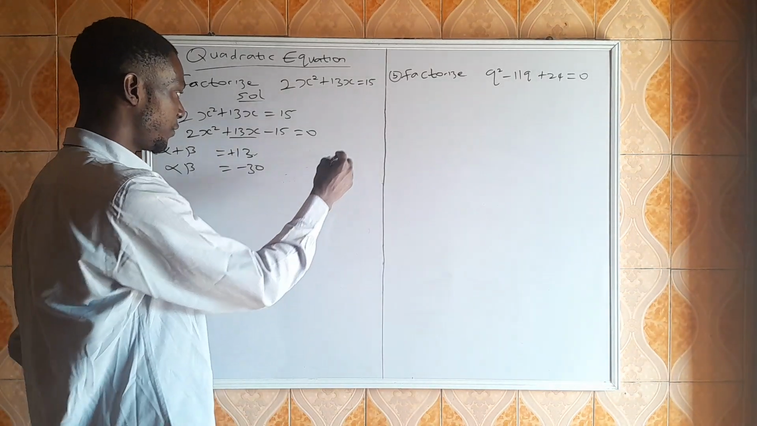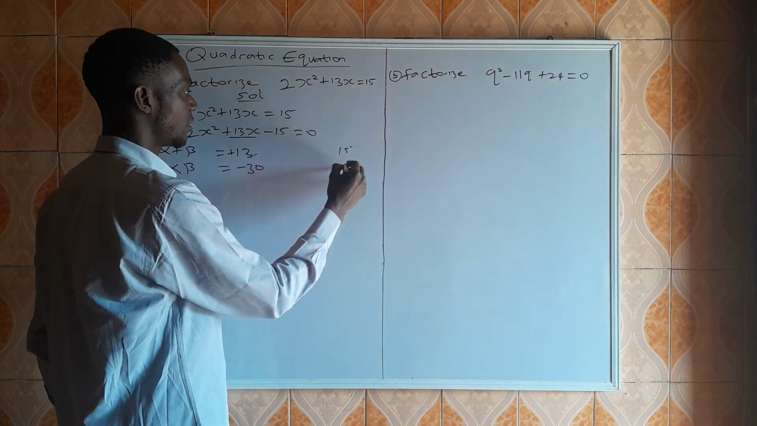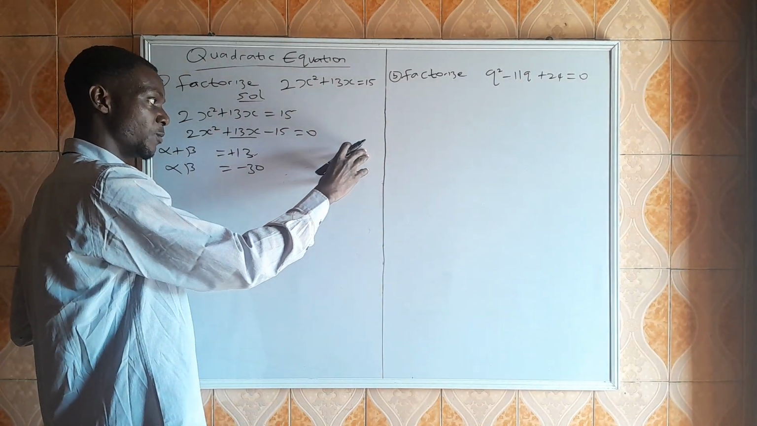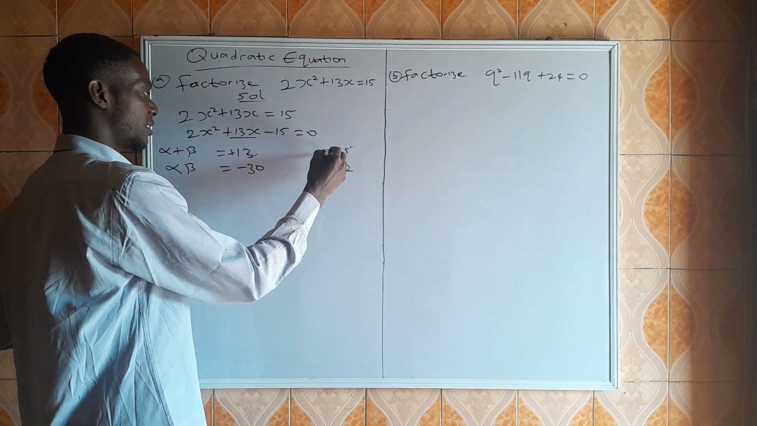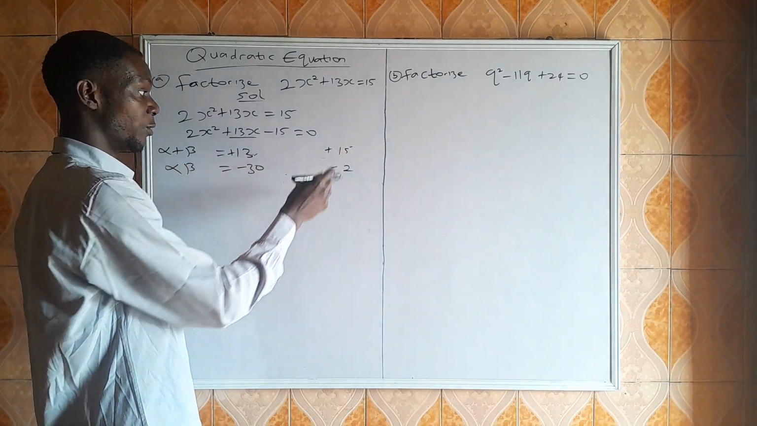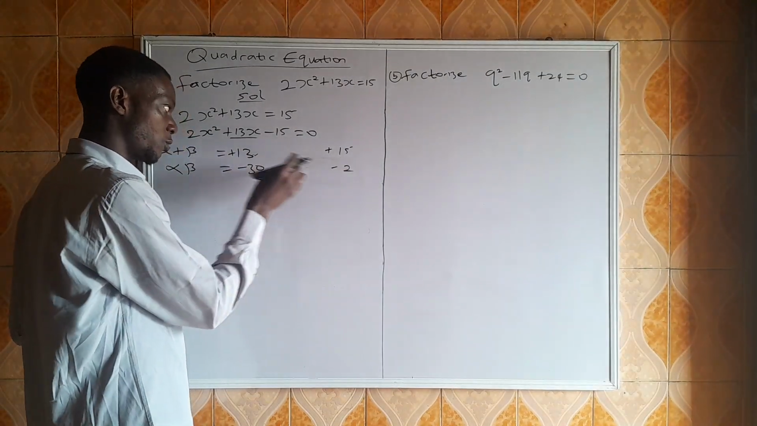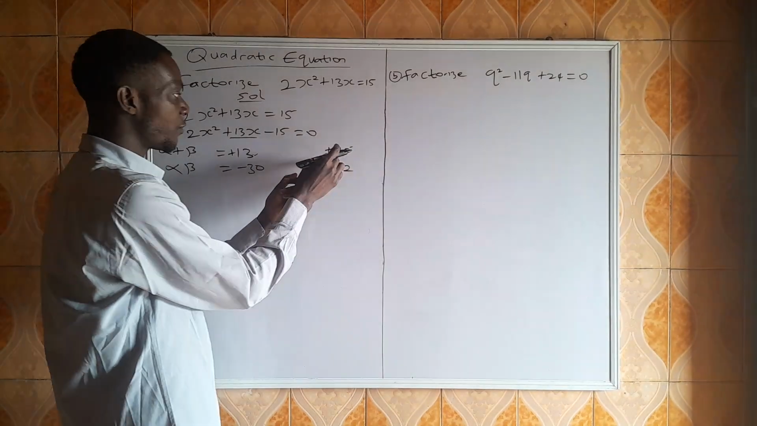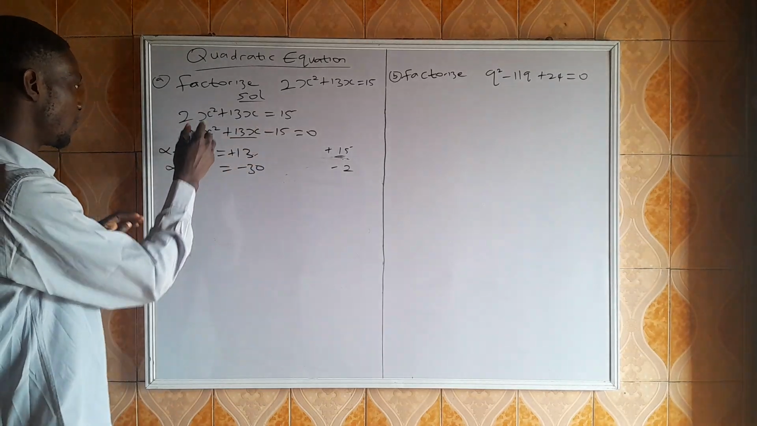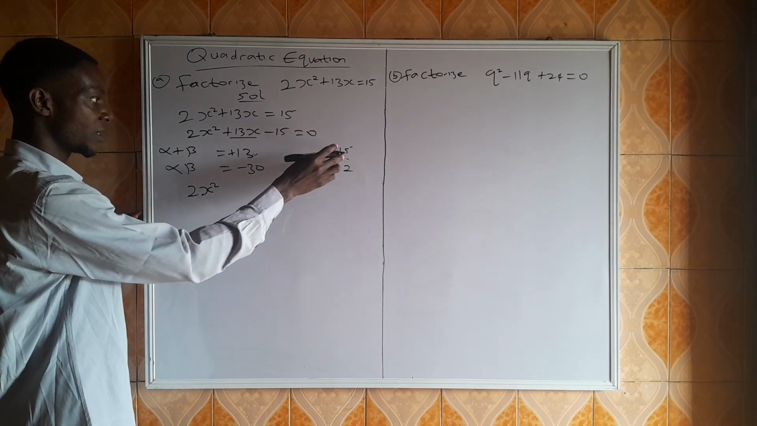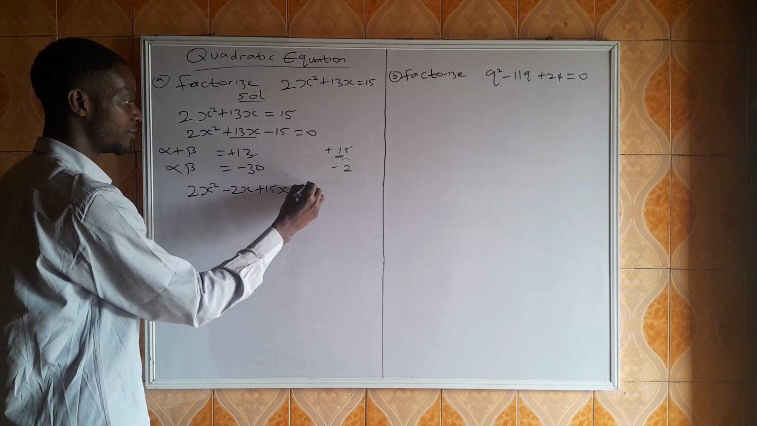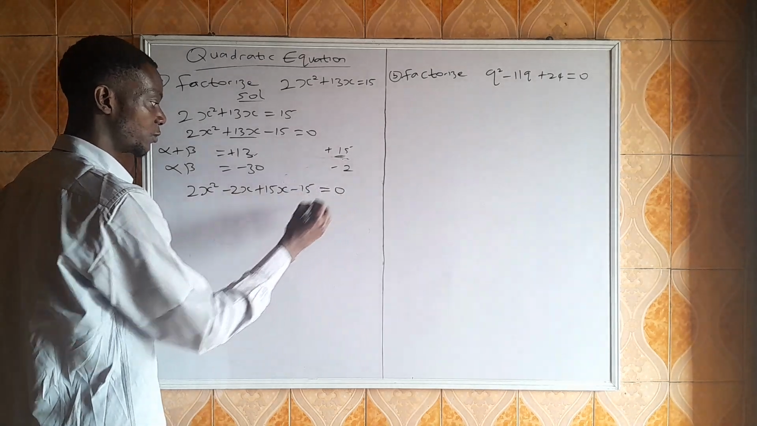The two possible values are 15 and 2. Also, we have several others, but the two probable values are 15 and 2. That is, plus 15 and minus 2. When you add plus 15 and minus 2, you have plus 13. And when you multiply plus 15 by minus 2, this will give you minus 30. So from here, we can come back here to have 2s squared minus 2s plus 15s minus 15 equal to 0.